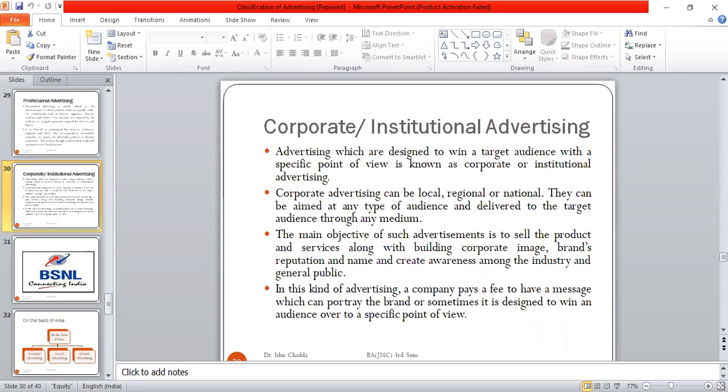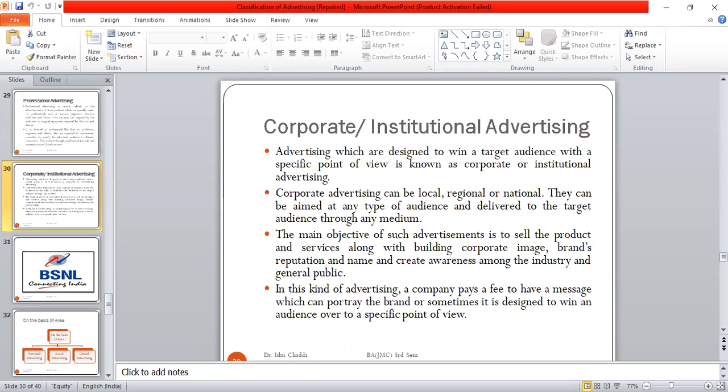The next one is corporate or institutional advertisement. Advertising which is designed to win a target audience, win a specific point of view, is known as corporate or institutional advertising. Corporate advertising can be local, regional, or national. It can be aimed at any type of audience and delivered to the target audience through any type of medium.